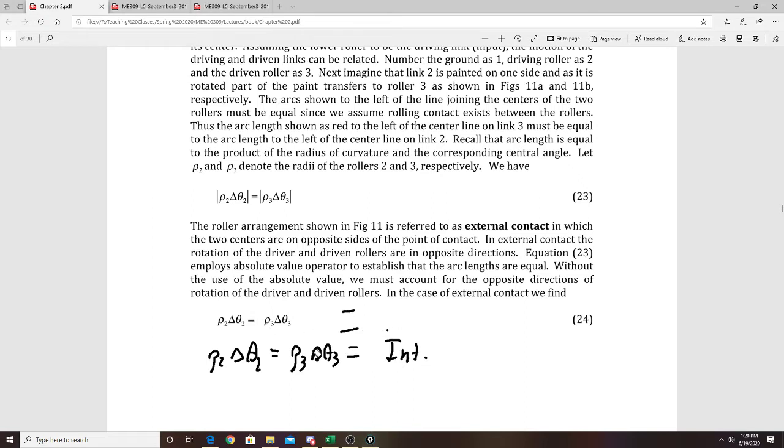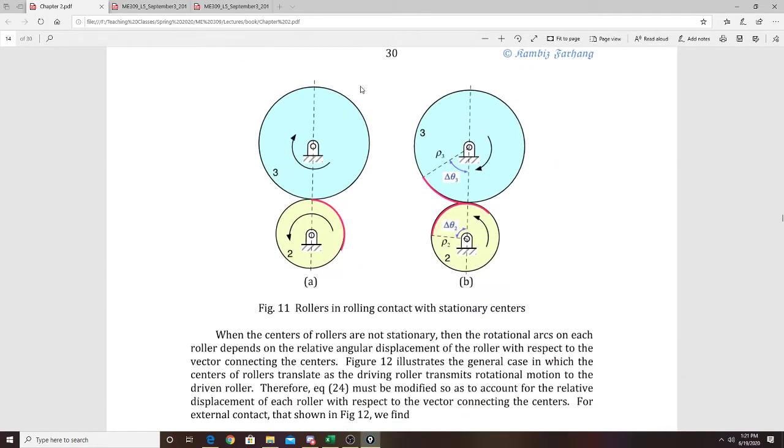There's some reasoning behind it, which I will talk about in just a second, but we do need to be fast. It says, in external contact, the rotation of the driver and driven rollers are in opposite directions. That is the reason why there's a negative sign put in front of it. For example, if you spin this one right here, they're in opposite directions. That's external contact. In internal contact, they are not. They are both rolling in the exact same direction, which means you don't have to have a negative sign.